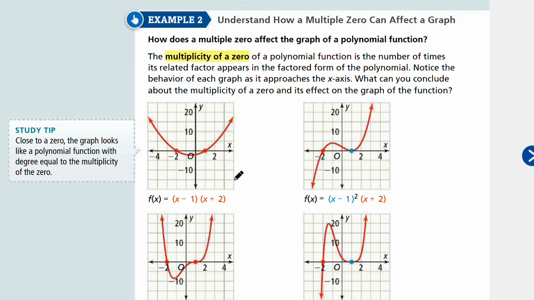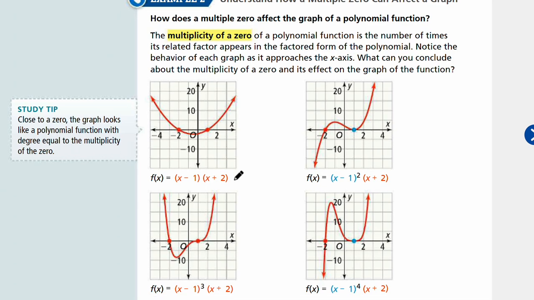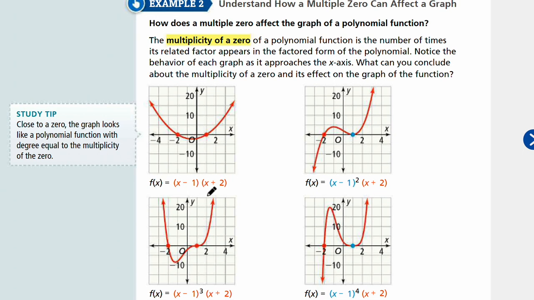So if you look at all these examples below, let's look at the multiplicity of a zero. In this graph, we have two zeros, right? So there are going to be two real zeros. The graph looks like a polynomial function with degree equal to the multiplicity of the zero, which is going to be squared.